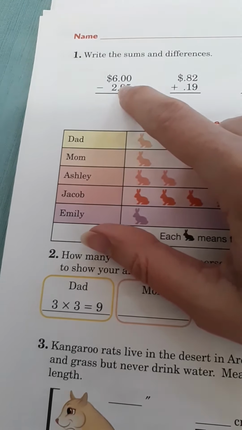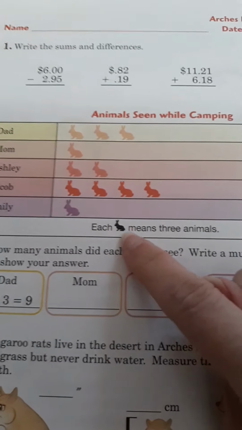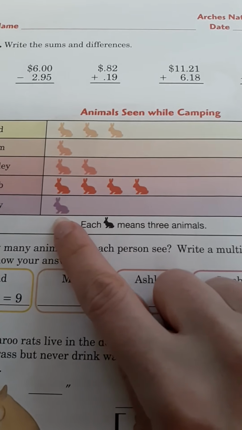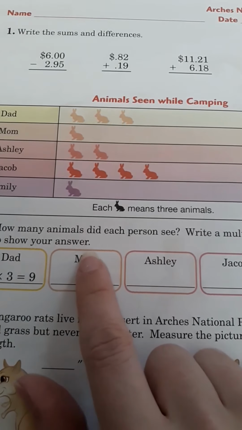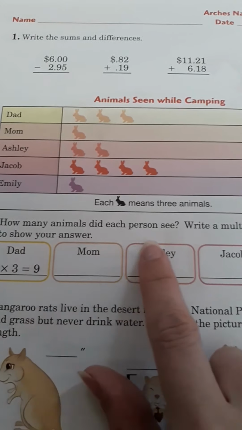And when you're done with section 1, you'll look at section 2. Section 2 says animals seen while camping. And each bunny picture means 3 animals. So it could be deer or ducks. It could be foxes or bears, but they're using bunnies as the symbol. So if I see one bunny on the symbol, that means it's actually 3 animals. You're going to use the multiplication here. It says, how many animals did each person see? Write a multiplication sentence to show your answer.